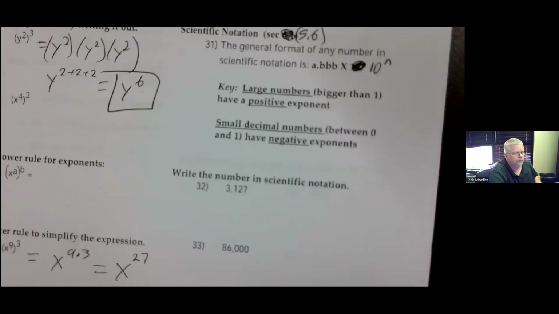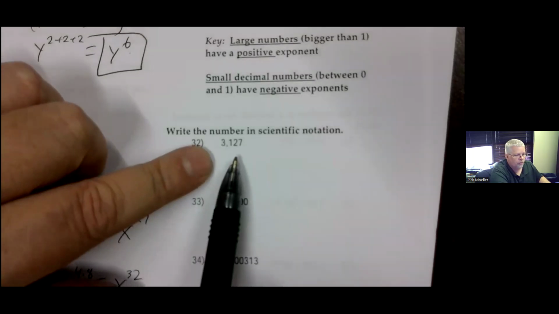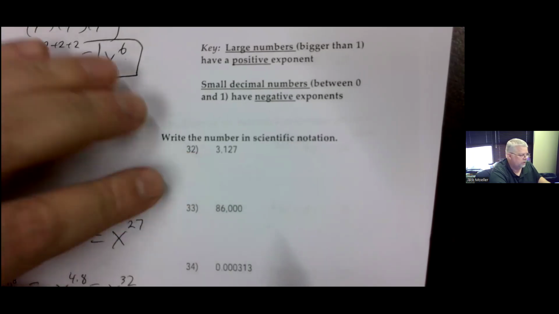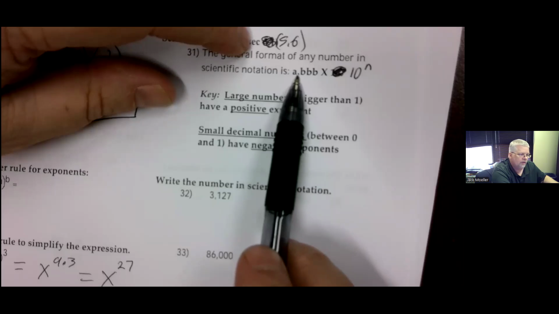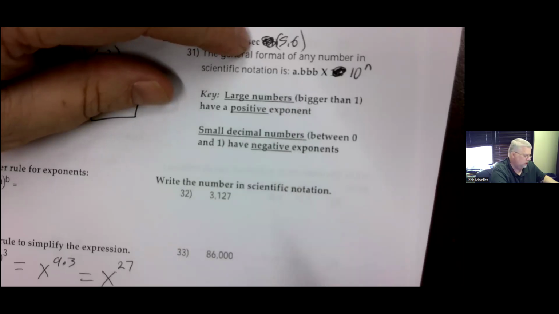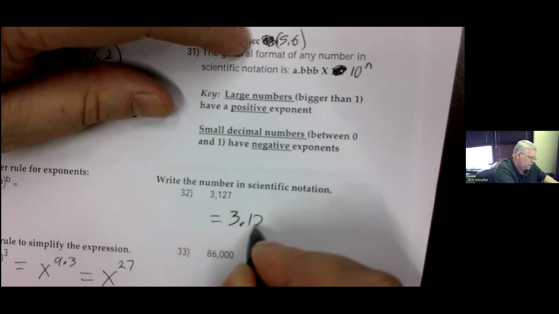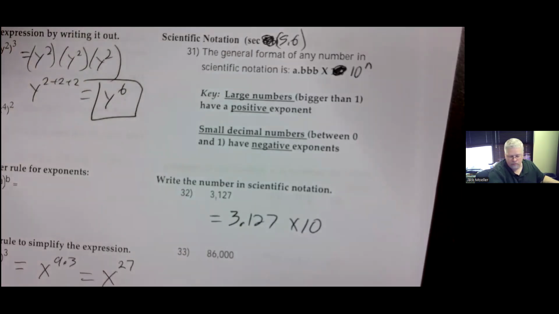Well, let's see what these problems are asking us. We're going to start with what we call decimal or standard form, and write the number in scientific notation. For scientific notation, the first part is the decimal part. The decimal always goes to the right of the first non-zero digit. So 3 is that first non-zero digit. So 3,127, we're going to say 3.127 times 10. Now, what power? You get the power by how many places you move the decimal.